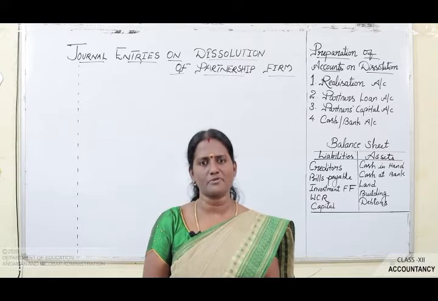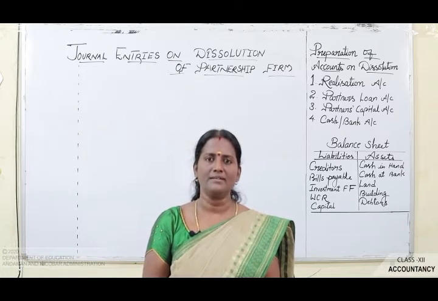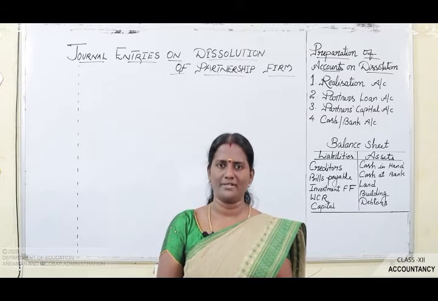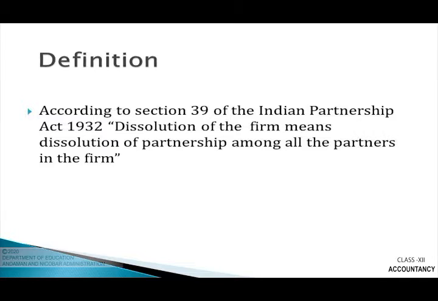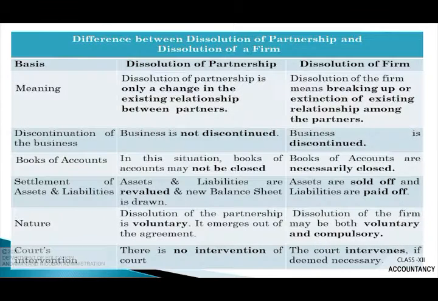Let's have a quick recapitulation of the previous chapter. The topic was dissolution of partnership firm, where we have seen the first point was the meaning of dissolution of partnership firm. The meaning is breaking up or extinction, that is discontinuation of existing relationship among the partners. Then the difference between dissolution of partnership and dissolution of partnership firm, where with the help of some bases or points I have explained the differences.